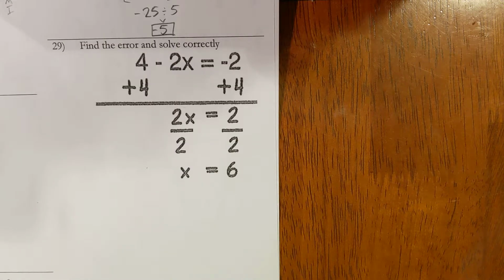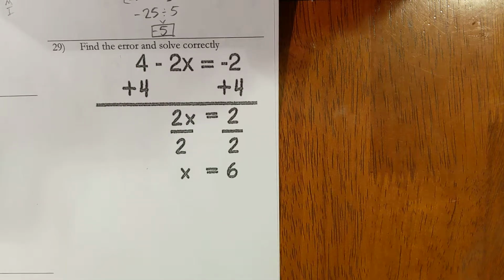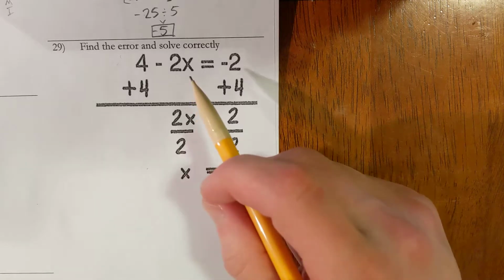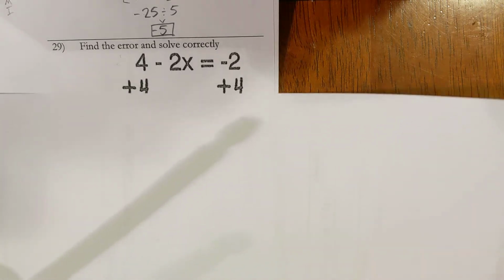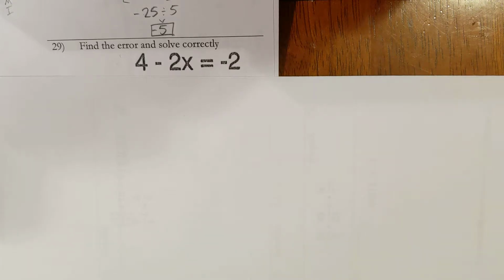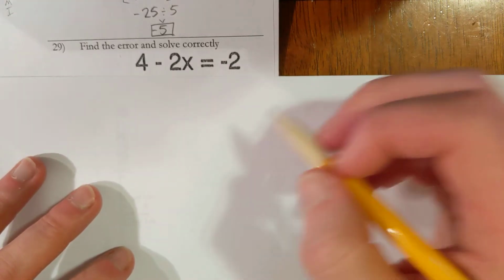All right, our last problem, here we go, number 29. So it says find the error and then solve correctly. So what I like to do for these problems is kind of cover up what we're working on. I will use a piece of paper and try to think about what I would do personally and then see if it's what they had done on the problem. So that helps to find the error.